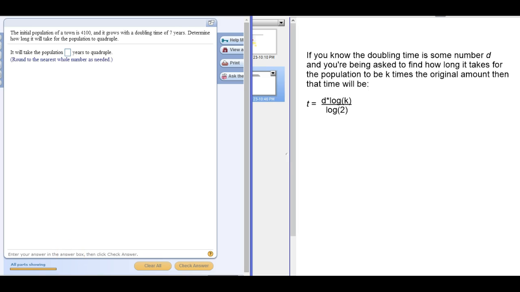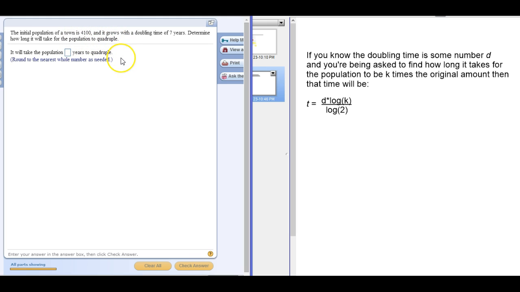This is section 8b problem number 4, and there's two ways to really go about this problem. One is just intuition and the other is this formula over here. So, the intuitive way: the initial population of the town is this much and it grows with a doubling time of 7 years. Determine how long it would take the population to quadruple.